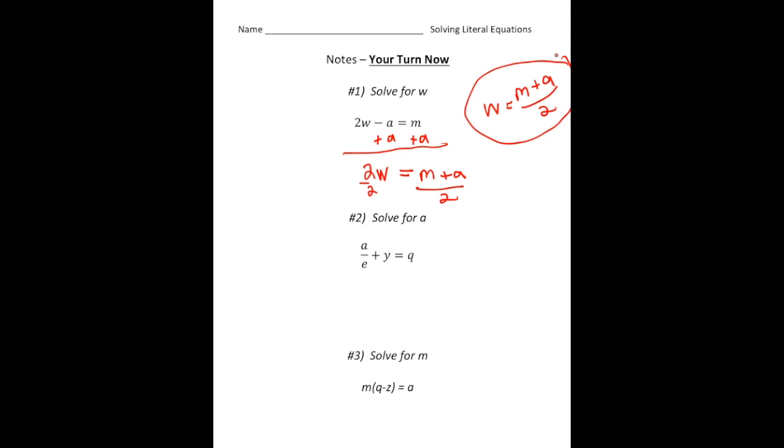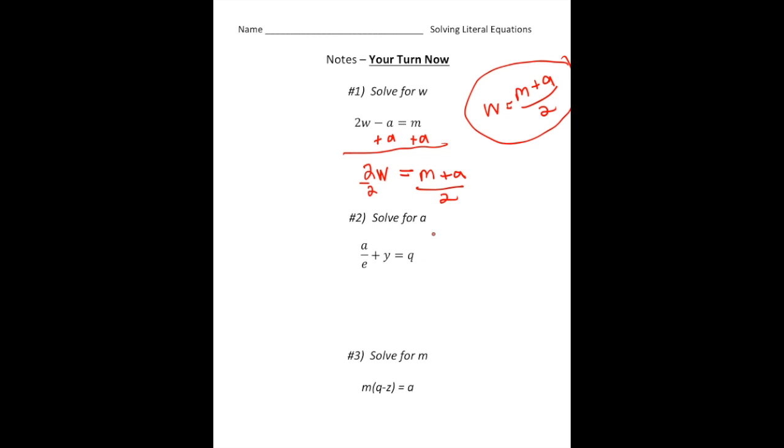Welcome back. Let's see how you did with the problems. The first problem, we have 2w minus a equals m, and we're trying to solve for w. I'm going to first add a to both sides. Now we have 2 times w equals m plus a. To get the w by itself, I'm going to divide both sides by 2. So w is going to equal m plus a divided by 2. And there's the first one.